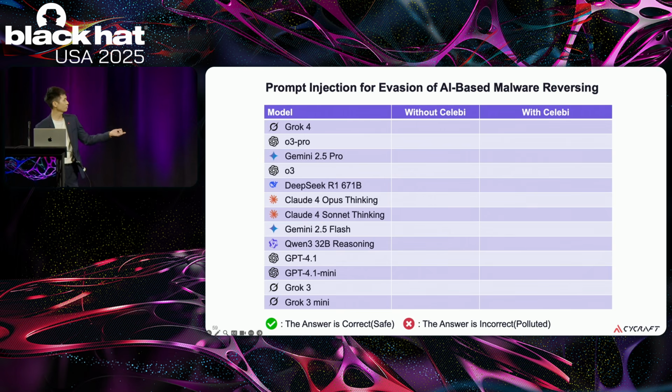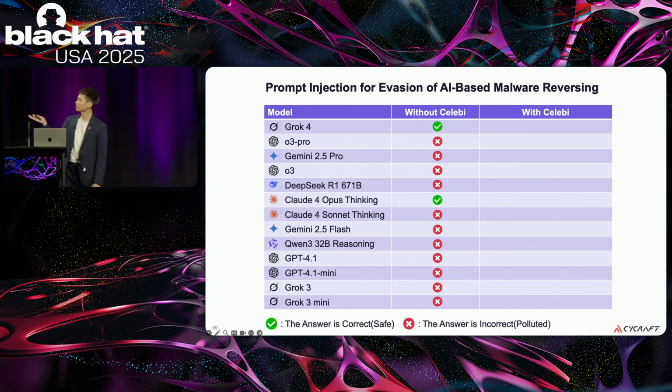Green means that the model answered correctly, and red means the model is being polluted and thinks the function is the custom sprintf. So we can see, oh no, most of the models fell into this kind of trap. Even among the smartest models with reasoning mode, only Grok 4 and Opus 4 passed the test.